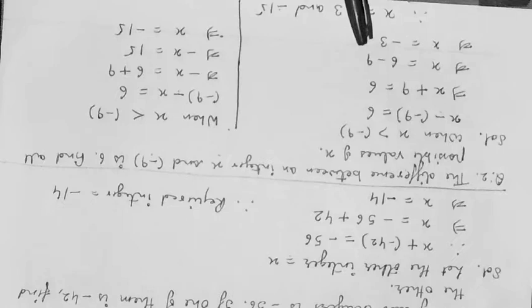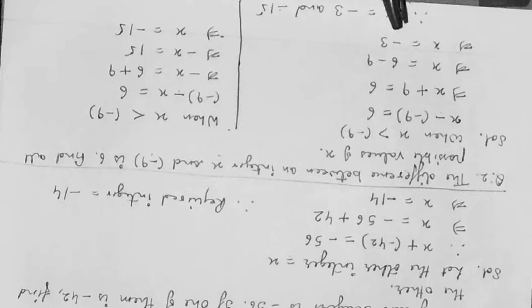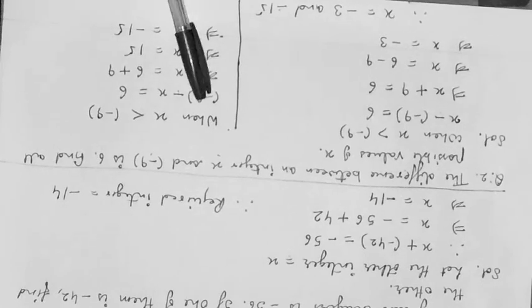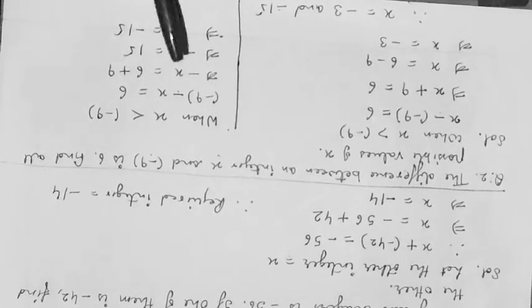Take +9 to the right hand side. 6 minus 9. One positive, one negative, so we have subtraction. 9 minus 6 is 3. The greater number's sign is negative, so the answer is -3.